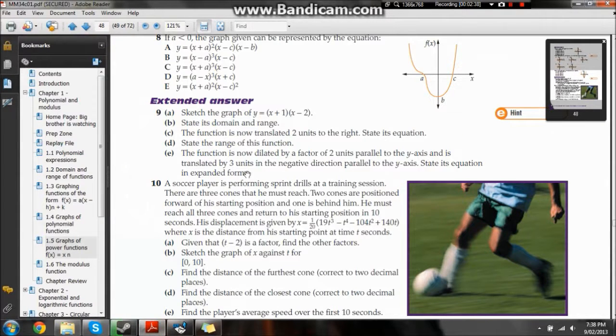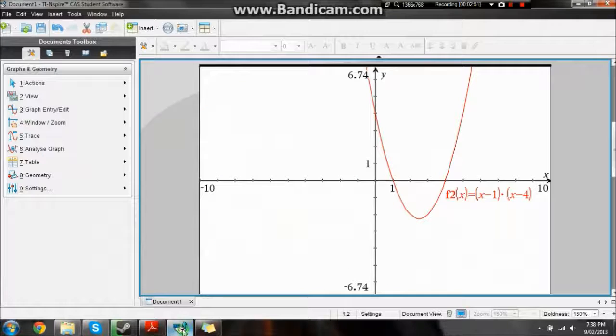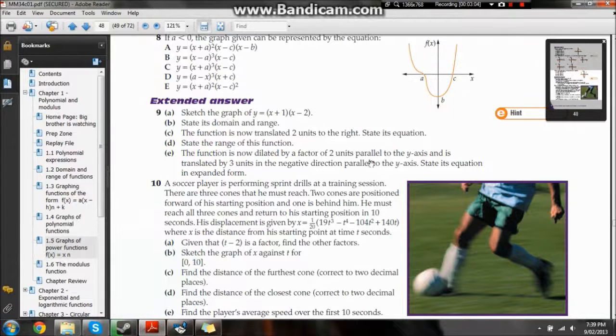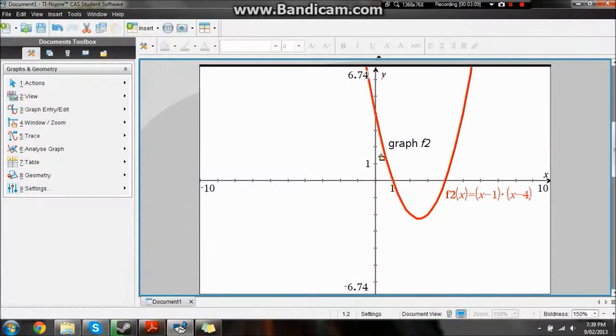Question E. The function is now dilated by a factor of 2 units parallel to the y-axis and is translated 3 units in the negative direction parallel to the y-axis. State its equation in expanded form. So dilating by a factor of 2 parallel to the y-axis means this equation is going to get steeper. And translated 3 units in the negative direction parallel to the y-axis. So parallel to the y-axis is going along this way, and then the negative direction is going down. So it's going to go down by 3 units.